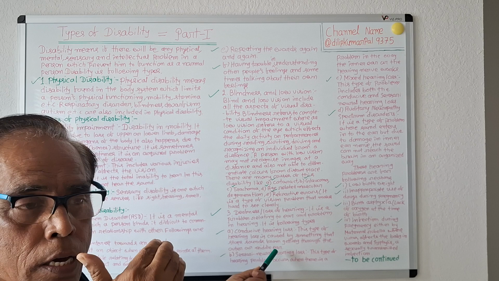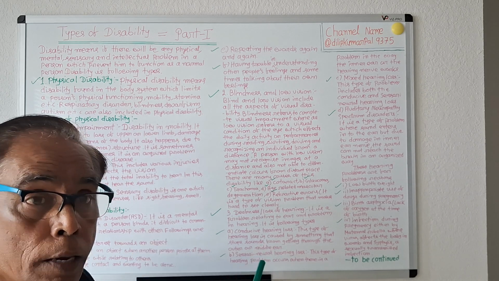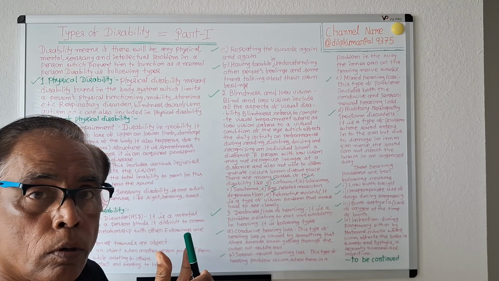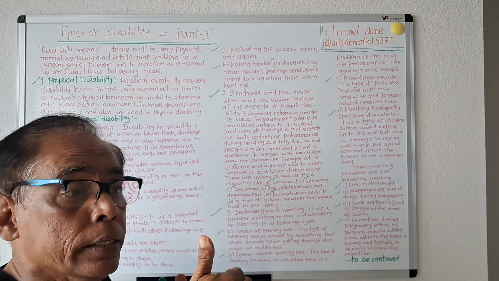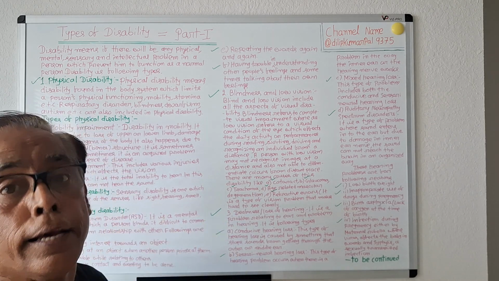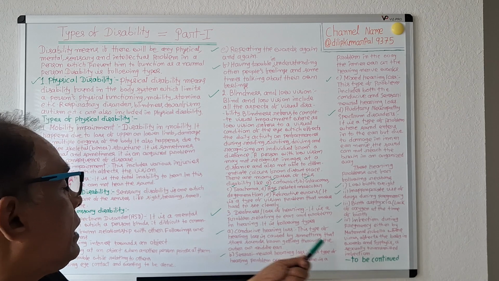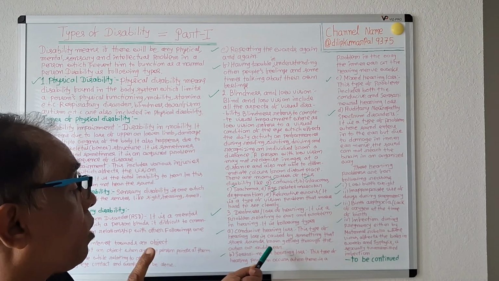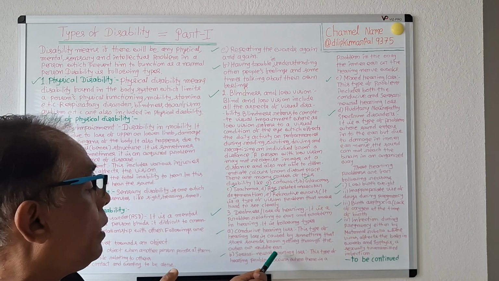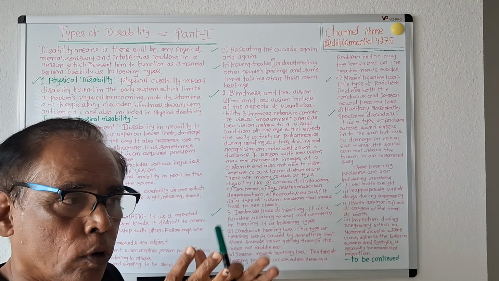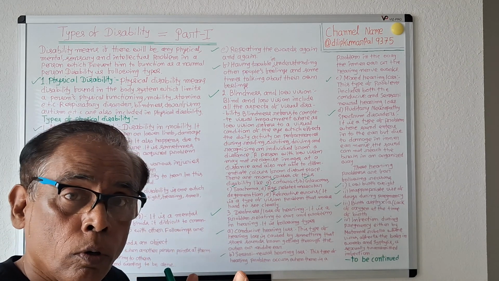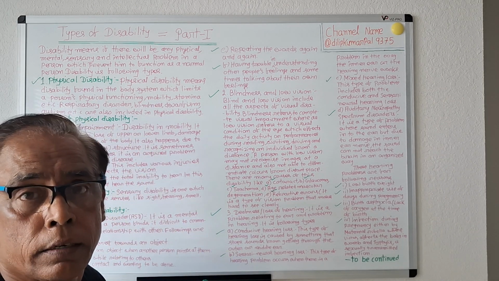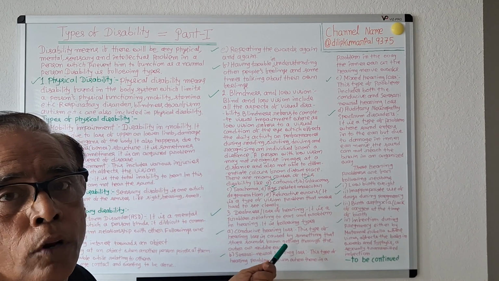Whenever there is any problem which stops sound from moving through the outer and middle ear, it is known as conductive hearing loss.